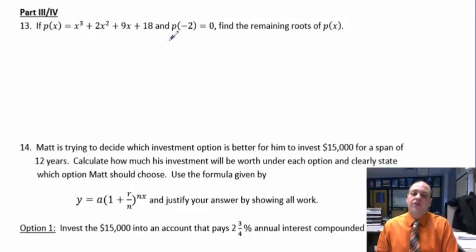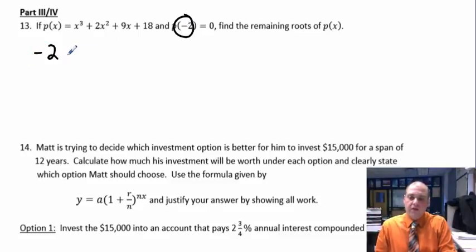All right. Page 3. Here's another review problem. We've done a lot of these though. So they give us a polynomial. They give us p of negative 2 is 0. That's telling you that it's a 0. Negative 2 is a 0, so it's a solution. You can use negative 2 to break this down to a smaller polynomial.